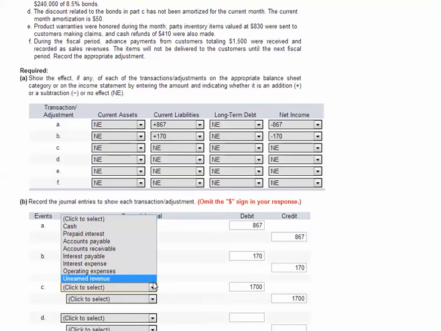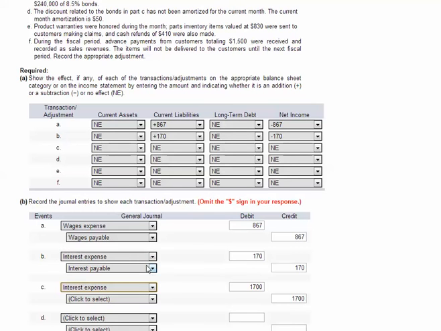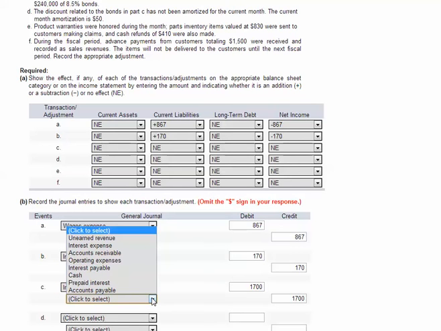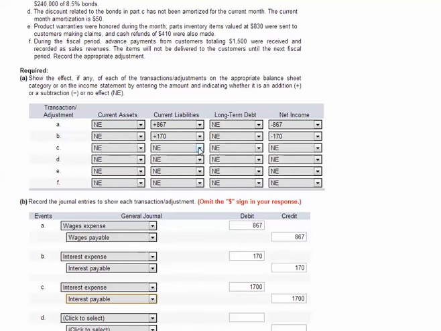Again, debit interest expense, credit interest payable. So our expenses are increasing. Expenses increase with debits, and our liabilities are also increasing. However, the expense actually decreases our net income. So there we go.